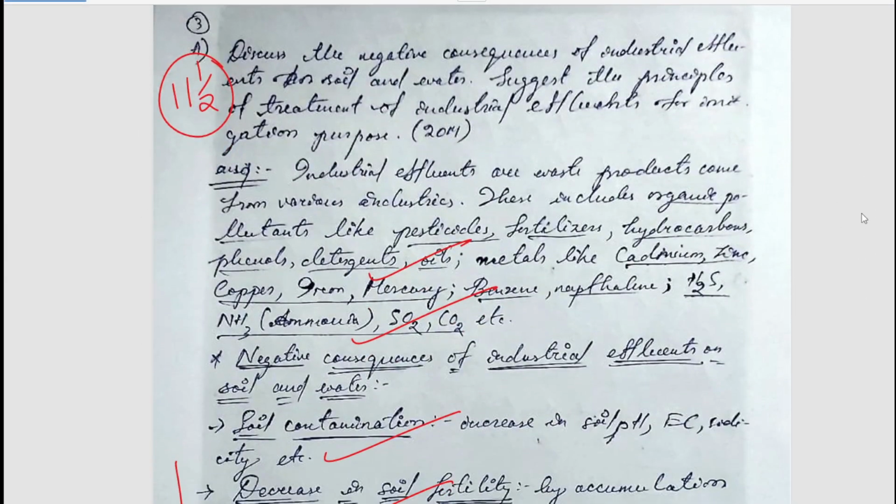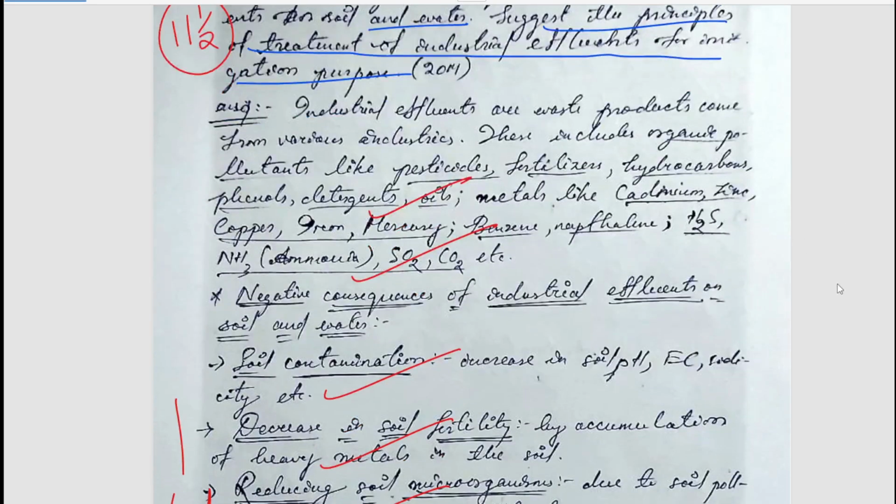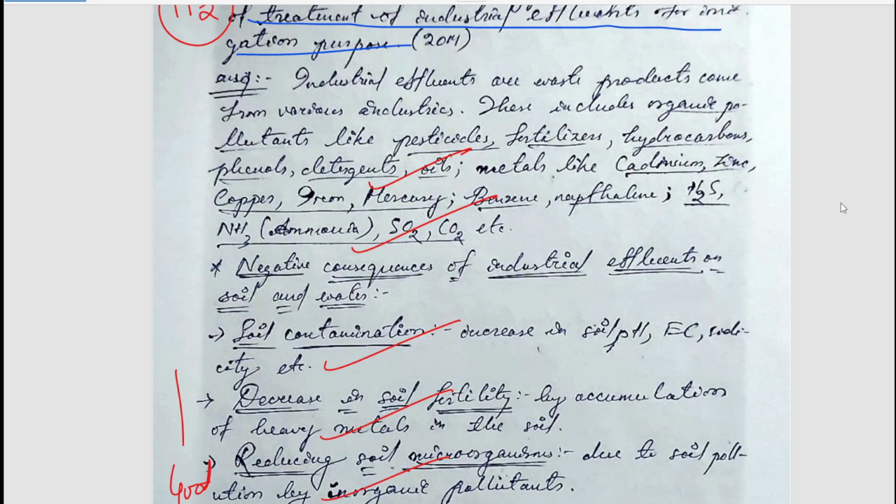The next question is, discuss the negative consequences of industrial effluents on soil and water and suggest the principles of treatment of industrial effluents for irrigation purposes. So you all know what industrial effluents are, that are coming from industries. It could be some pesticides, fertilizers, some hydrocarbons, detergents, some harmful chemicals such as containing copper, iron, mercury, benzene. So we all know it.